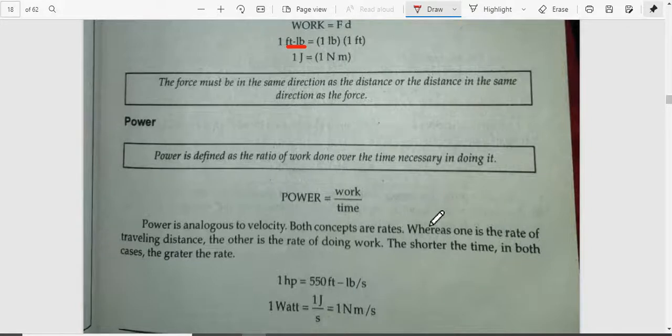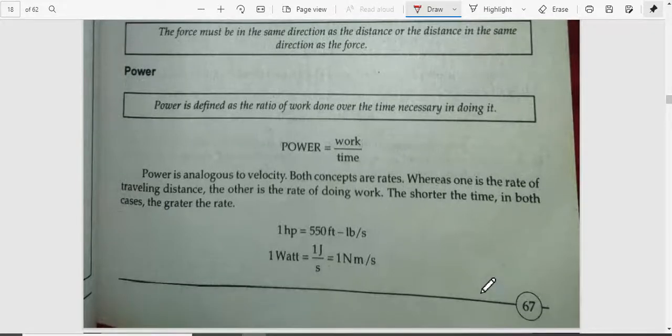Power is defined as the ratio of work done over the time necessary in doing it. We have power equals work over time. Power is analogous to velocity. Both concepts are rates: one is the rate of traveling a distance, the other is the rate of doing work. The shorter the time in both cases, the greater the rate. The units of power are HP, which means horsepower, and also watts. For every 1 HP, you have 550 foot-pounds per second, or you can also write 1 joule per second, which equals 1 Newton-meter per second.